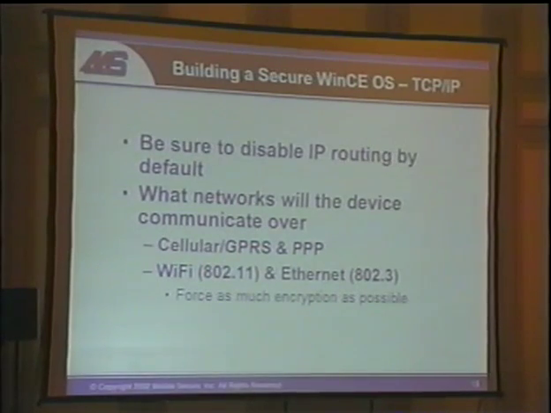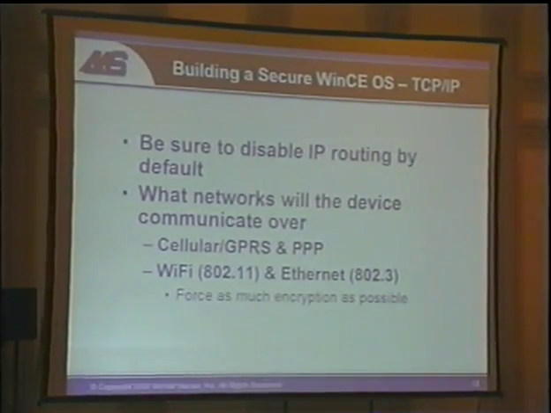In terms of securing TCP/IP, it's very similar to securing this component in any other traditional operating system. The registry keys are under HKLM\Comm\Interface\TCPIP\Parms. You have your usual suspects, things like IP routing. You also want to look at big picture concerns, such as what type of network this interface is running over. Is it a wireless network? Do I need to encrypt it?